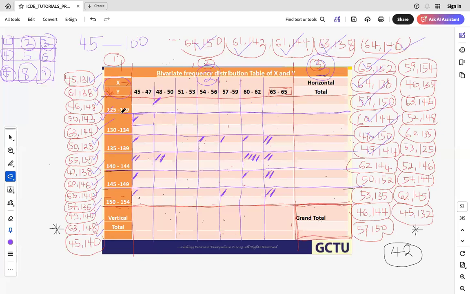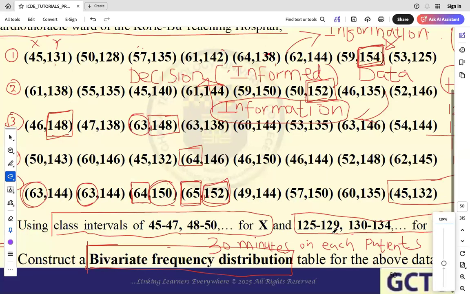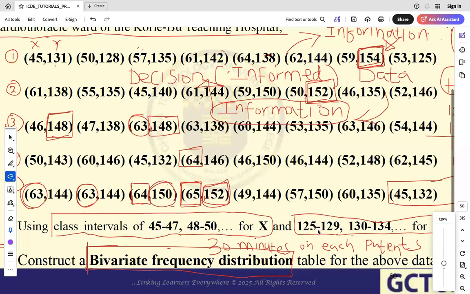That is what the question said. Look at the question. For the Y, it said we should start from 125 to 129. So we should follow it up. It was the question that made us know that from 125, if the next number is 130, it means it is plus 5. Then 129 to 134 means plus 5. Are you getting it?